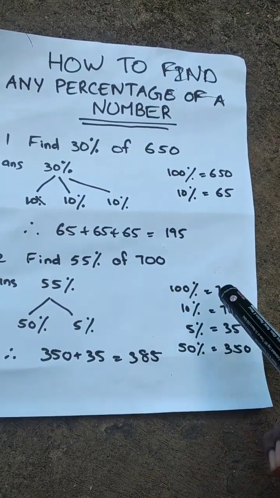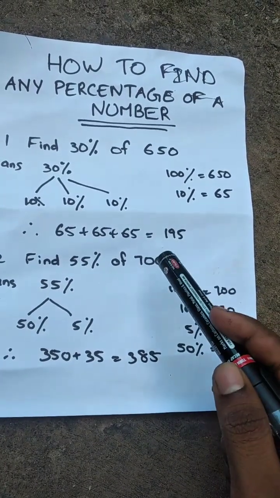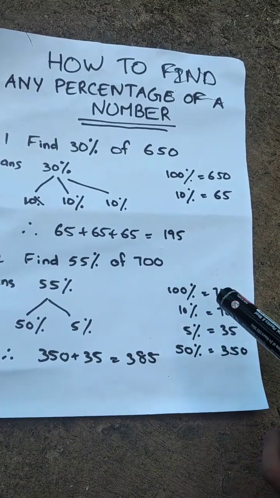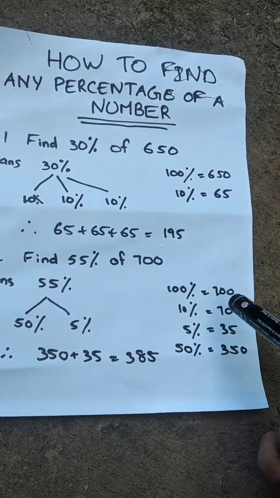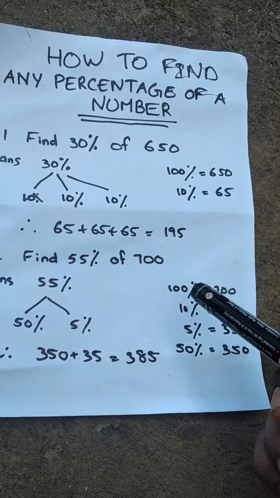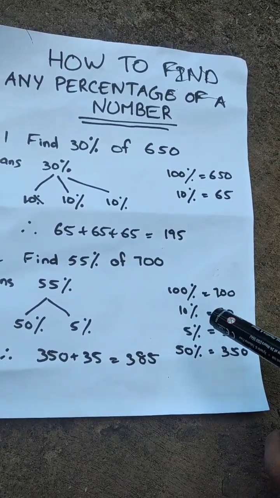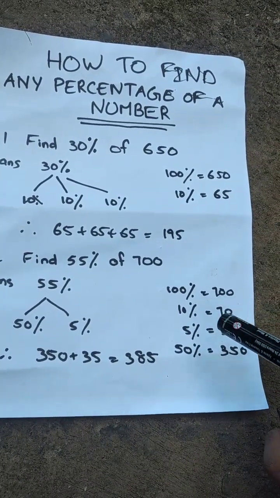So 100 percentage of a number is 700 and 10 percentage is 70, by just putting a decimal point before the last digit. And the 5% would be half of 10%. The 10% is 70, and if you want to find 5%, you divide it by 2. So 5 percentage of 700 would be 35.